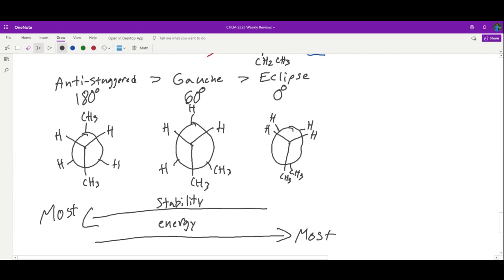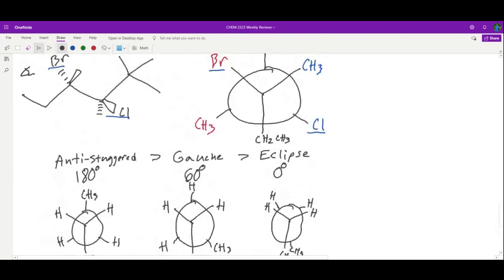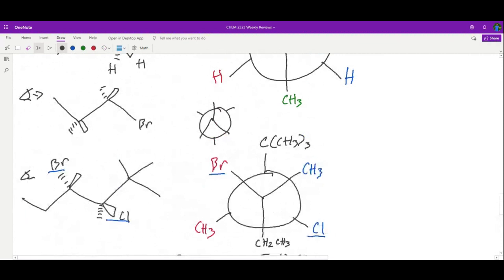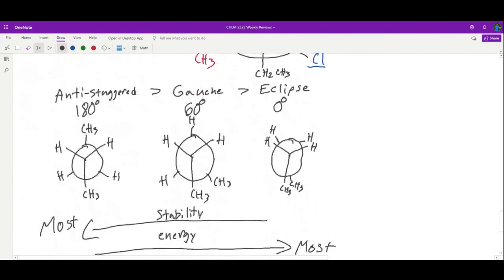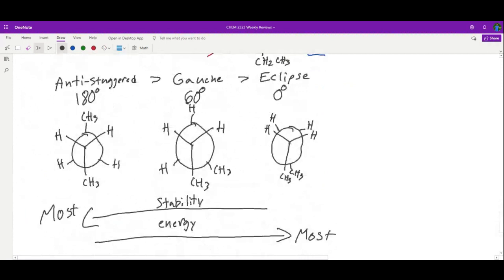All right, so that's chairs and Newman projection. I think we're going to stop it there. But yeah, so next week we'll do Fischer projections as well as review all exam material.